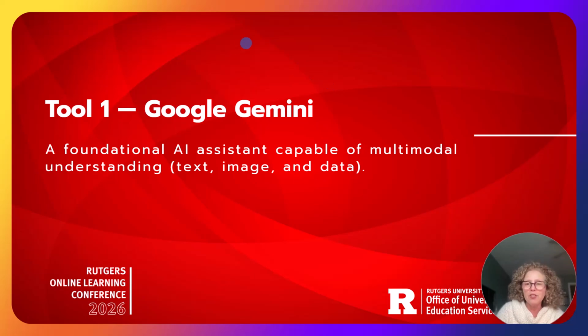So the first tool we're going to take a look at is Google Gemini. And Google Gemini is a large language model, right? It is a foundational AI assistant capable of multimodal understanding. So it has text, image, and data. And it is incredibly multimodal. And we're going to take a look at that.